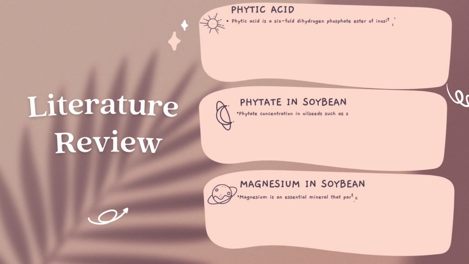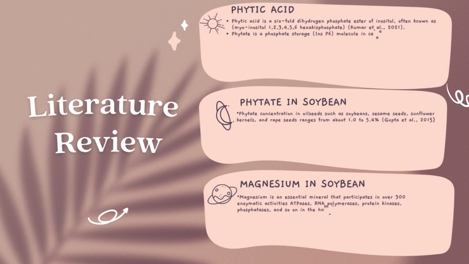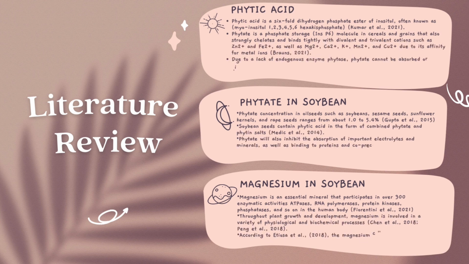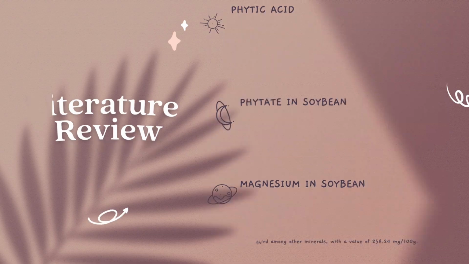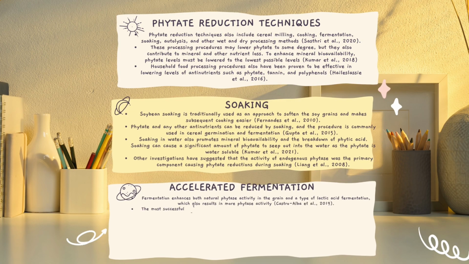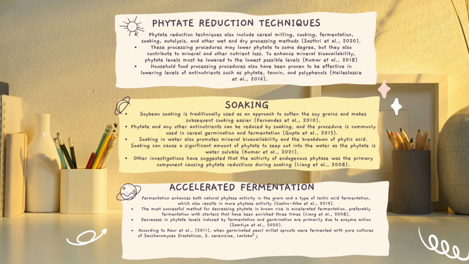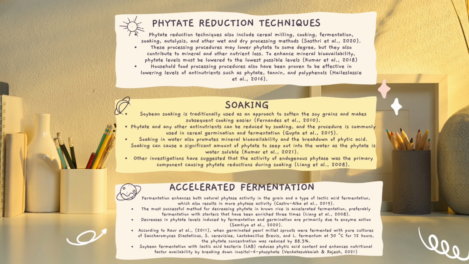These are the few topics and findings in the literature review that I have referred to throughout this research. The topics include phytic acid, phytate in soybean, magnesium in soybean, phytate reduction techniques, soaking, as well as accelerated fermentation.